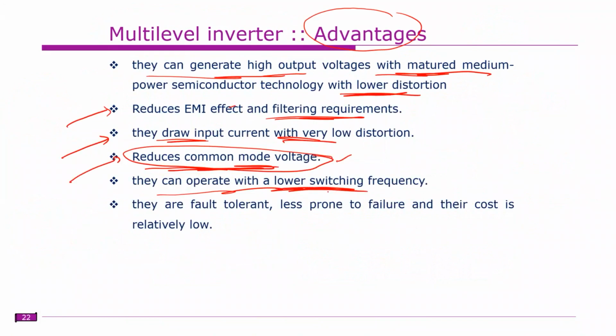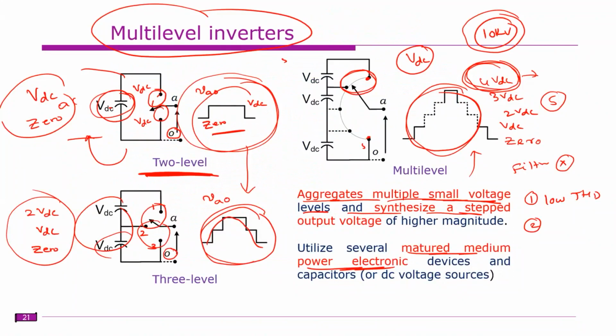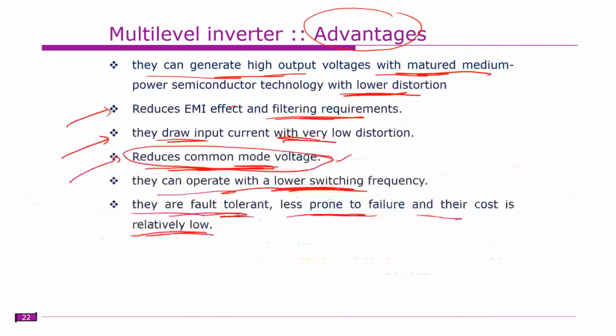Therefore we have lower switching frequency, and they are fault tolerant and less prone to failure, and their cost is relatively low. Fault tolerant means, for example, if some fault occurs, we can still operate. Suppose this DC source is faulty. Instead of connecting this one, we can bypass it and connect to some other, or reconfigure the inverter so that it operates more or less in its original condition. Even if it is not delivering its original power, it may give output at reduced power. So they are fault tolerant, and we will discuss that.